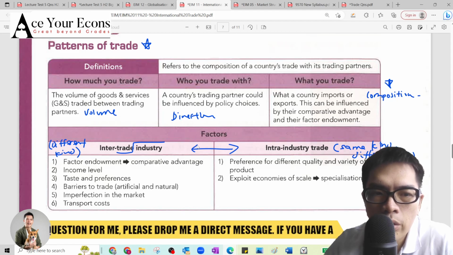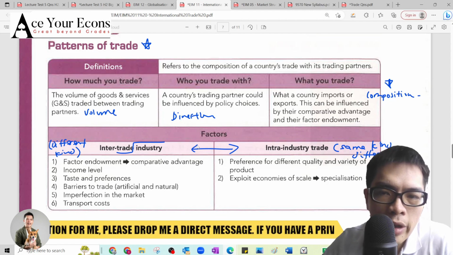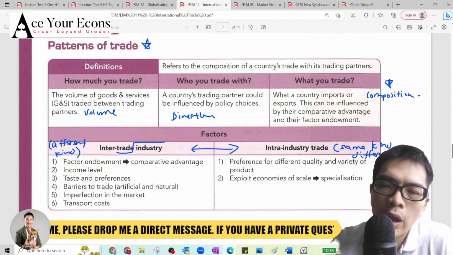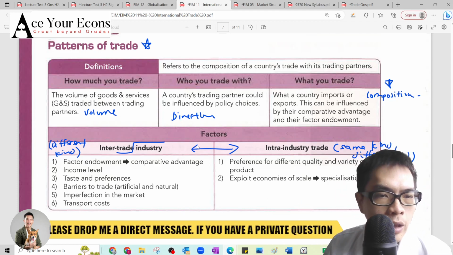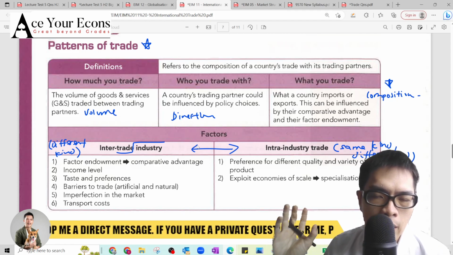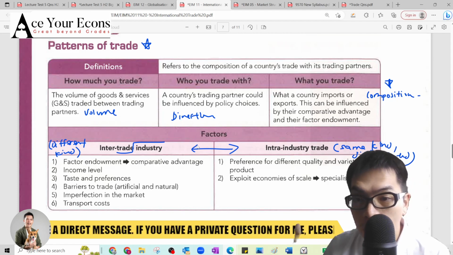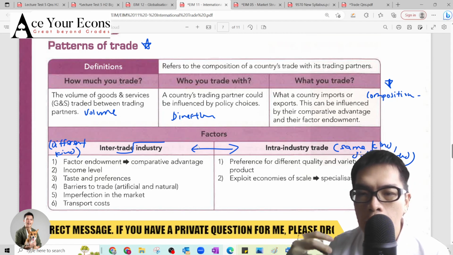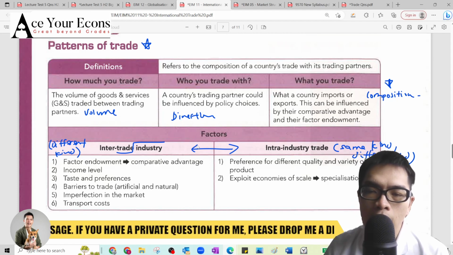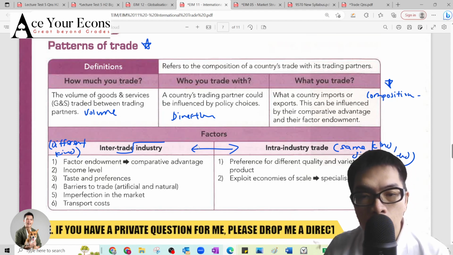Different kinds of goods are primarily propelled by comparative advantage and factor endowment. So evidently in lesson 27, it is inter-industry trade. Does it mean that intra-industry trade is any less important? No, you still can use those. There are cases where you still need to identify. So make sure when you enter the exam hall, you're able to differentiate between the two.